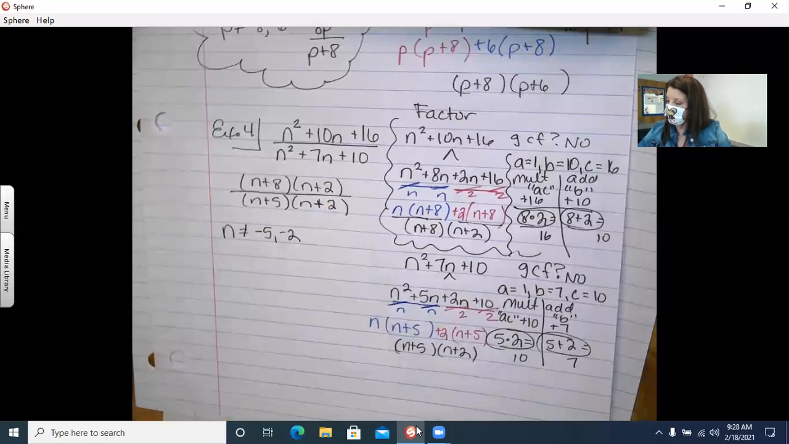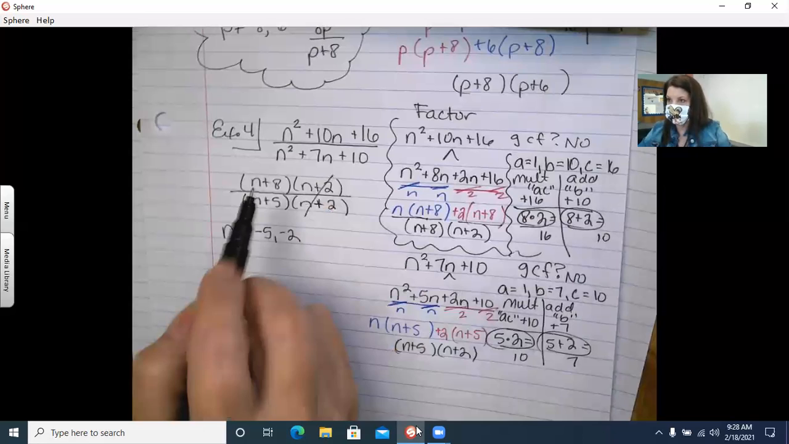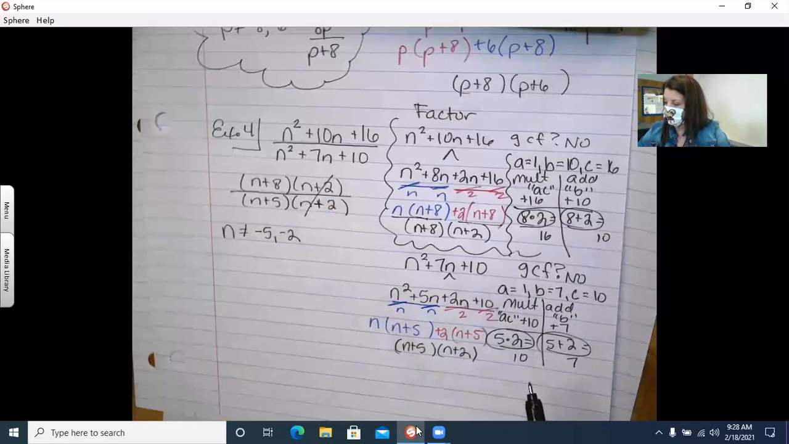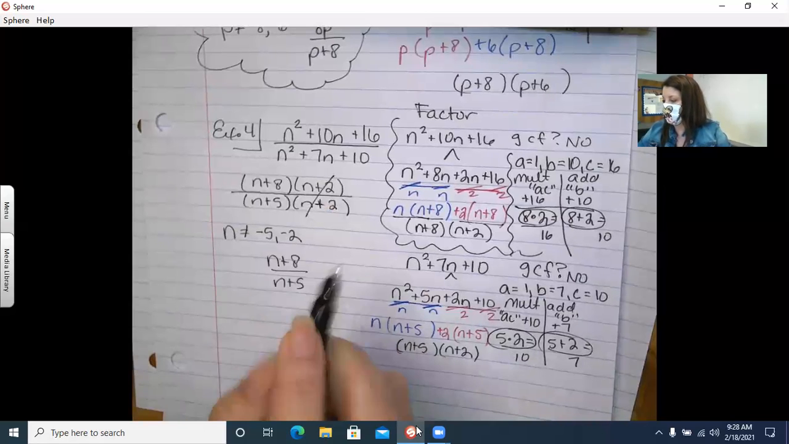The n plus 2's cancel. Can I just cancel out the n from n plus 8 and the n from n plus 5? No, binomial, all or nothing. So my actual answer is n plus 8 divided by n plus 5. My restrictions are negative 5 and negative 2.